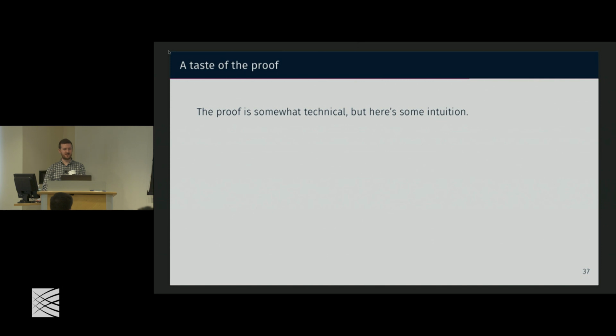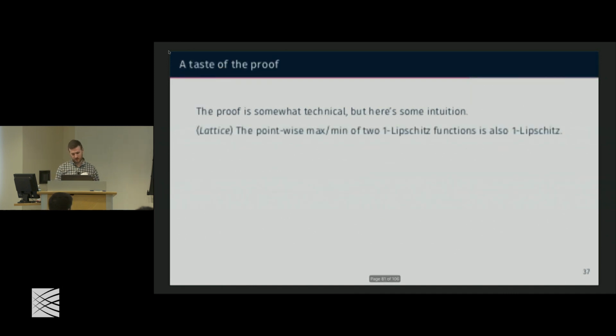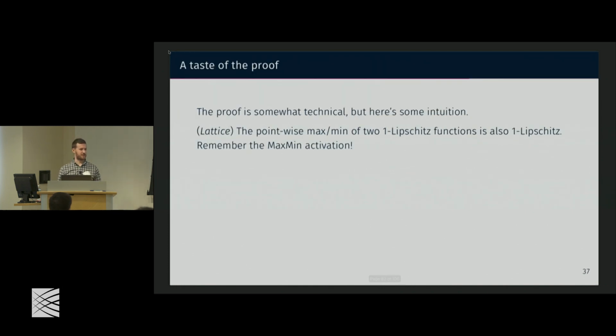Okay, so the proof is somewhat technical, and I don't want to get stuck in all the details, but I'll talk about a few of the key points. It turns out it's sufficient to prove three different components to get our final result. The first is more a simple observation than something you have to prove: the pointwise maximum or minimum of any two one-Lipschitz functions is also one Lipschitz. In technical jargon, this means that the space of one Lipschitz functions forms a lattice with respect to these maximum operations. That sounds very complicated, but remember the maximum activation. We showed that this is a one Lipschitz activation function, and it's really doing the same thing, just computing the max and the min of two input functions.